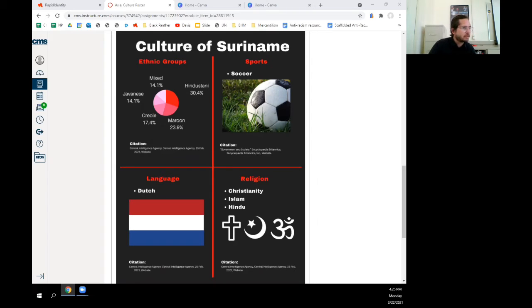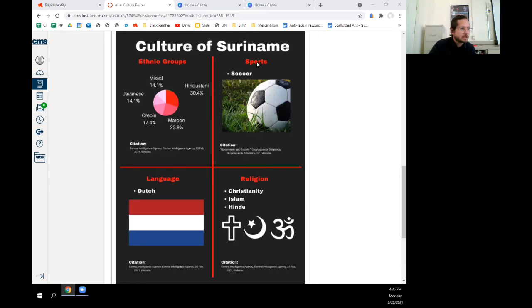So here we have ethnic groups. I got titles for each of these, right? I got my ethnic groups, I got my pie chart, I've got my information, and I have my citation. The citation can be smaller. That doesn't need to be the focus. It can be smaller, but it must be there for each category.